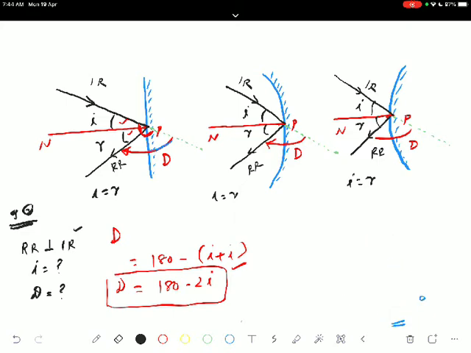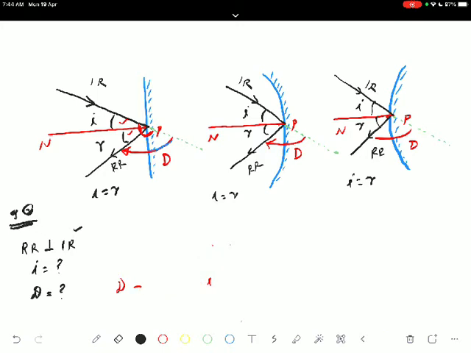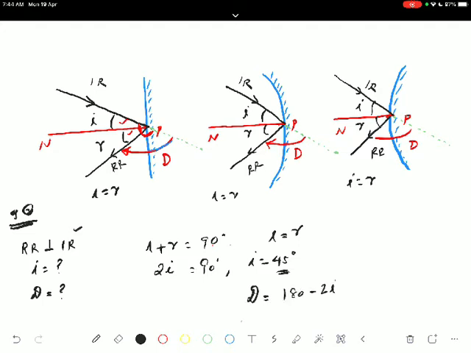So what is the angle? I plus R equals 90 degrees. You can use this diagram. The reflected ray is perpendicular, so this angle is 90 degrees. So you write I plus R equal to 90 degrees. But I is equal to R, so we can write I plus I, 2I, equal to 90 degrees. So the I value is 45 degrees. The angle of incidence is 45 degrees. So the deviation in this case is 180 minus 2I, so 180 minus 2 into 45, that you can write as 90 degrees.